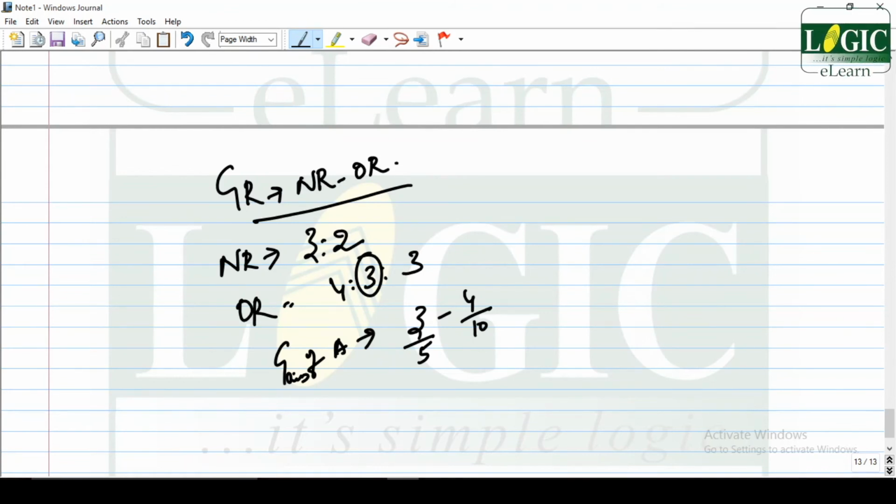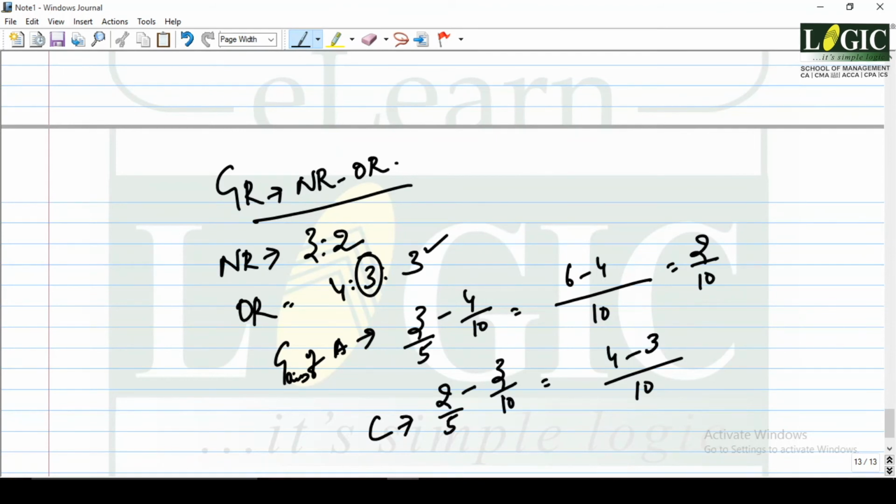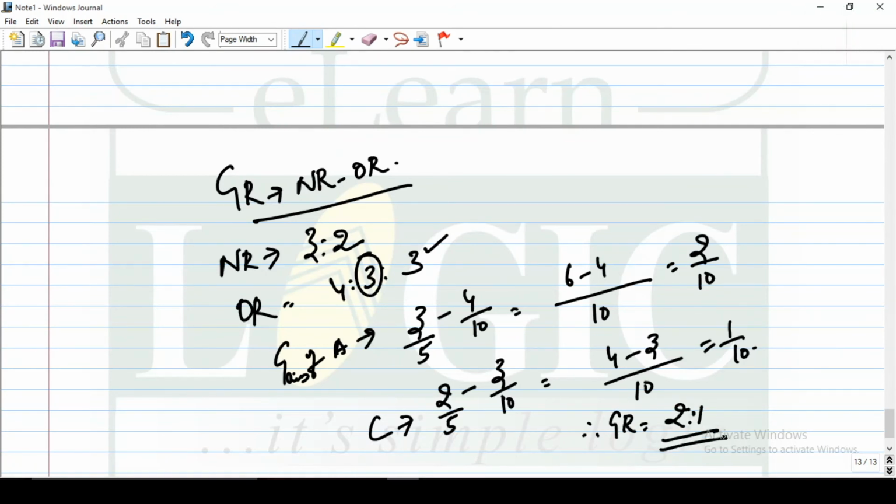3 by 5 minus 4 by 10, that is 6 minus 4, that is 2 by 10. And in the case of C, it is 2 by 5 minus 3 by 10. So 10 is the LCM. 4 minus 3 is equal to 1 by 10. Therefore, gaining ratio is equal to 2:1.